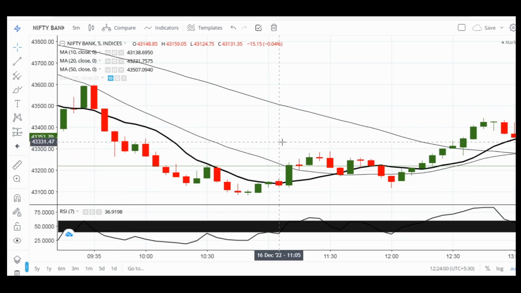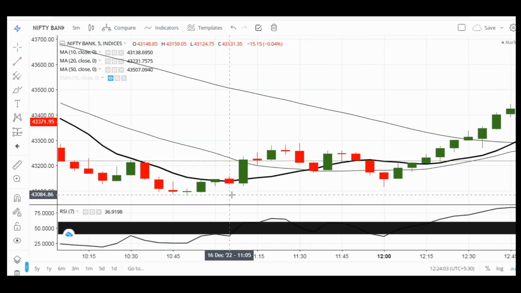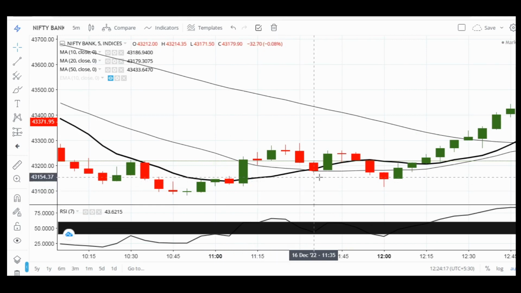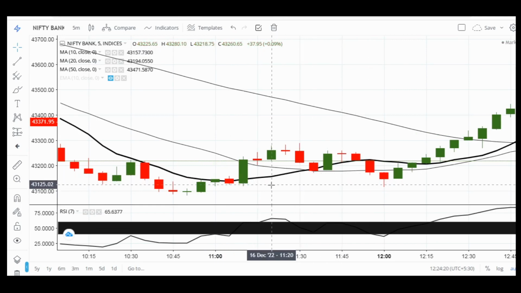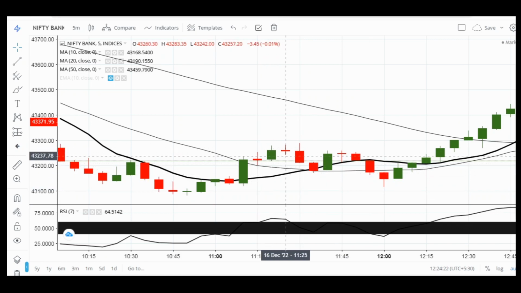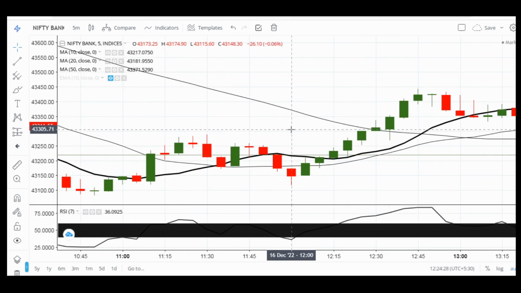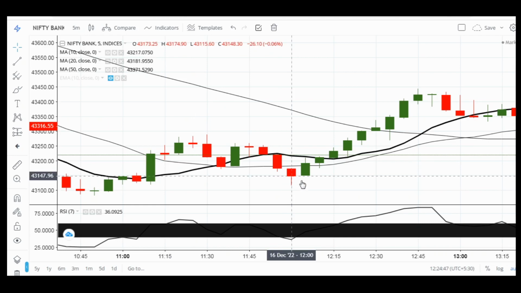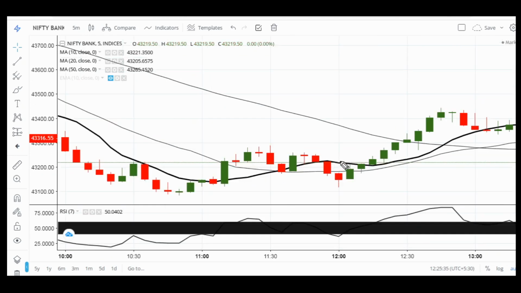Then again our conditions met. So here RSI is crossed, but price is not above all the 3 moving averages. So here buy side not triggered. Here might be the case of condition fulfilling. Let's check this. So second trade at 12:05. So yes, here is the entry at 12:05.